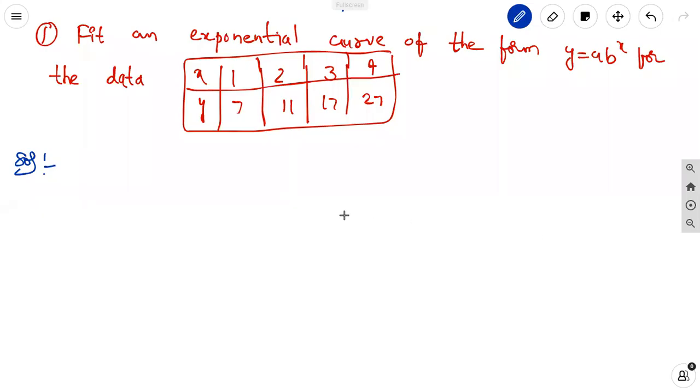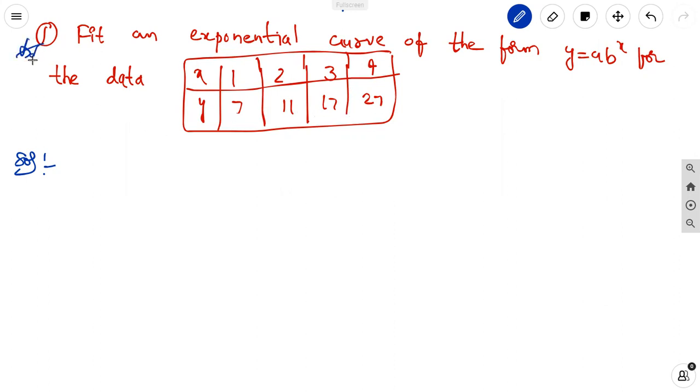Let us discuss a problem on power curve. That is the power form of the curve. That curve is fit by the method of least squares. The first problem is: fit an exponential curve of the form y equal to a b power x for the data. X values are 1, 2, 3, 4. Y values are 7, 11, 17, 27.